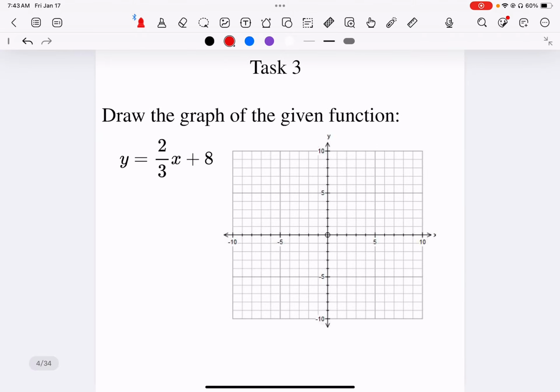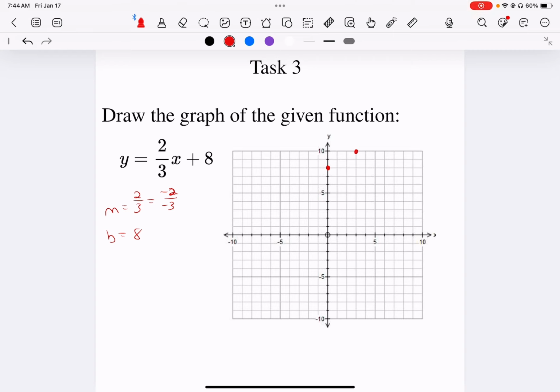Draw this function. My slope here is now 2 over 3, or negative 2 over negative 3, and my y-intercept is 8. So I'm going to begin my graph at 8 on the y-axis. Now I'm going to move based on my slope, so it's 2 over 3, so that means I go up 2, 3 to the right.